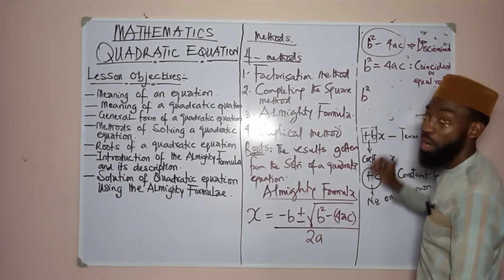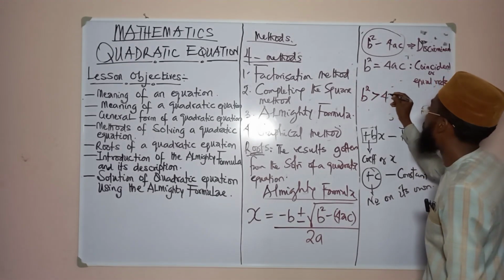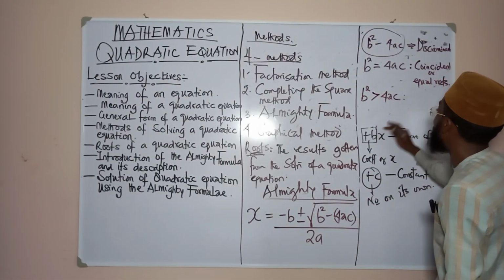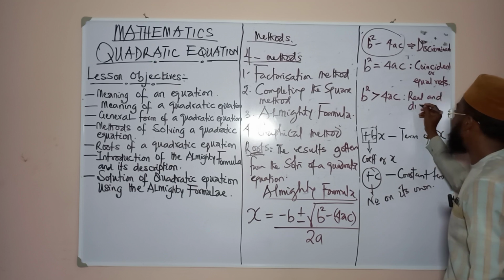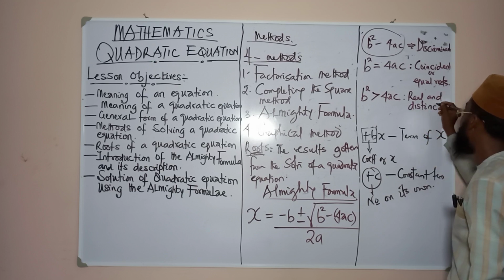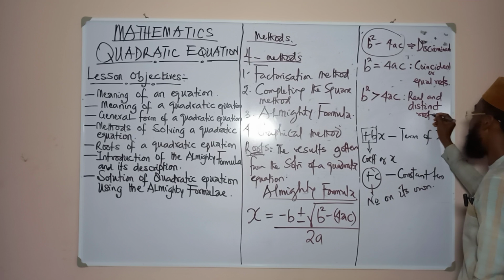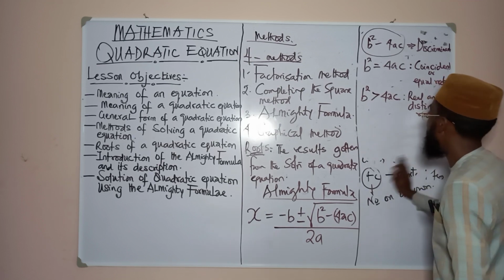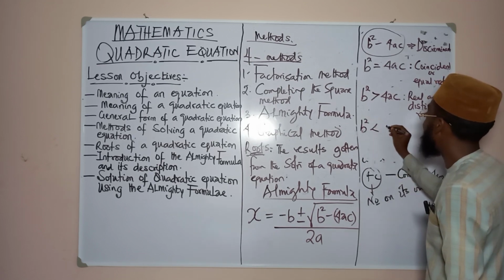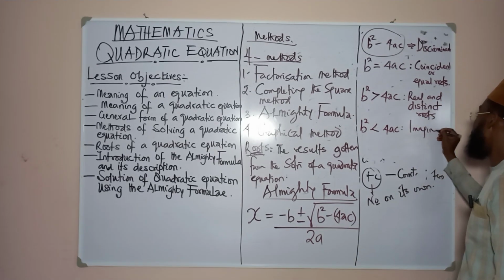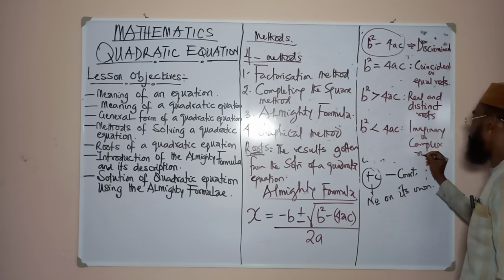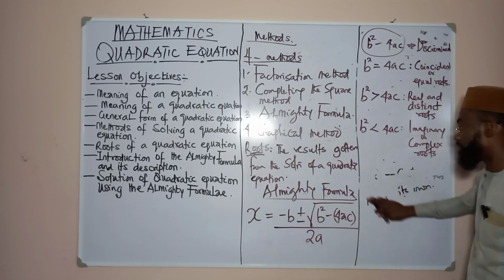But when b squared is greater than 4ac, this is going to give us real and distinct roots. And on the other hand, when b squared is less than 4ac, this will give us imaginary or complex roots. We're going to solve questions that will also buttress some of these things eventually.